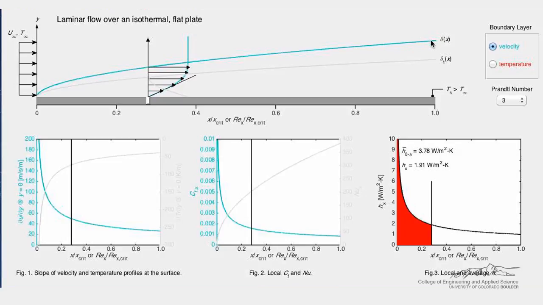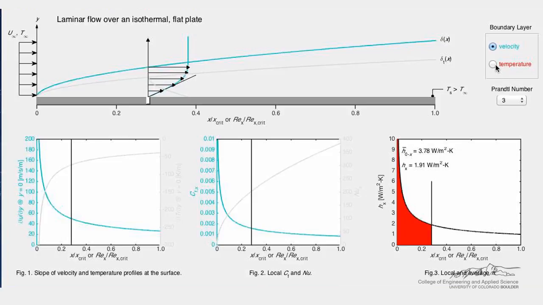The slope of the velocity profile at the surface of the plate, or y equals 0, is indicated in the schematic and is plotted in the lower left plot as a function of length along the plate. The local coefficient of friction, C sub fx, which is related to the slope of the velocity profile at the surface of the plate, is shown in the lower middle plot.